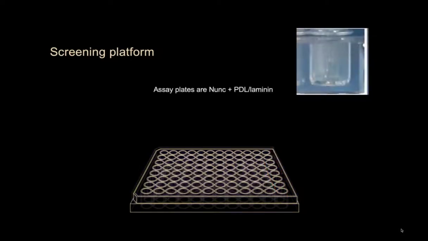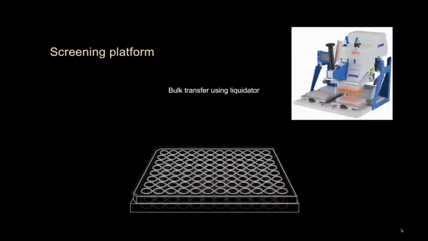Once we had finished with our intermediate plates, we would turn to the assay plates that will actually be used to culture the cells. These are standard tissue culture coated NUNC plates. We would coat them with PDL and laminin, and then we would transfer the library from those V-bottom plates using a Liquidator, essentially a 96-head multi-channel pipette. And then the idea would be to have the cells go on top of that in a reverse transfection paradigm.